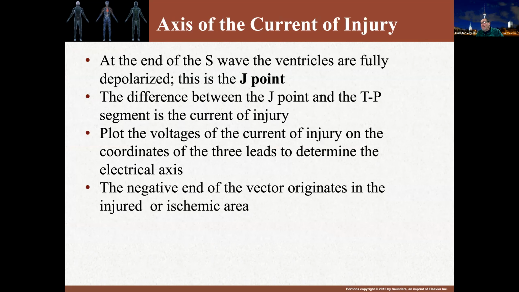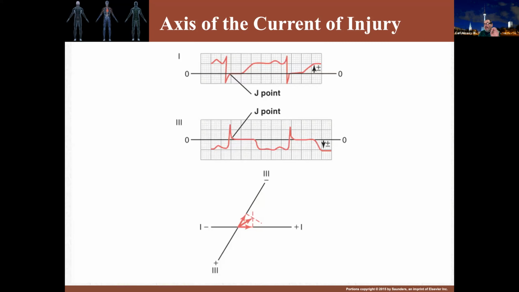So at the end of the S wave, when the ventricles are fully depolarized, this is called the J point. And what we do is we take the difference between the J point and the TP segment. And that difference, in other words, the voltage difference there between the J point and the TP segment, is the current of injury. And so you plot the voltages of the current of injury and the coordinates of 3 leads to determine the axis of it. And the negative end of the vector originates in the injured or ischemic area.